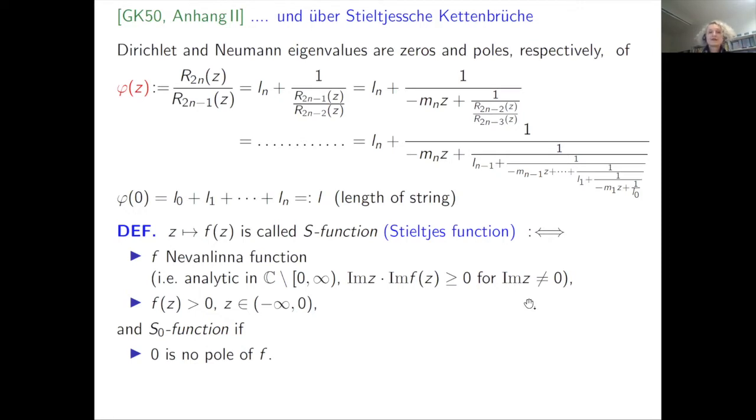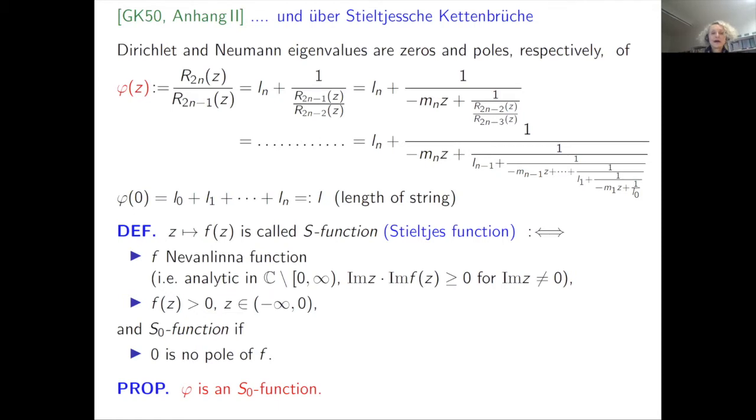To be a Stieltjes function, in addition, it is required that f of z is greater than 0 when z is on the negative axis. And a subclass of Stieltjes functions, S0 functions, are those for which 0 is not a pole. Now, this phi that we see up there is an S0 function. So how can we see that?